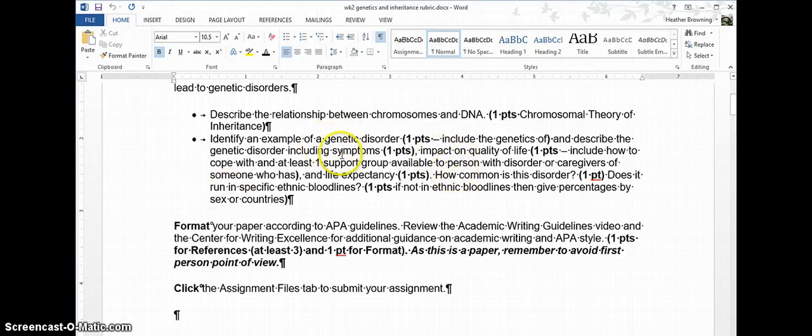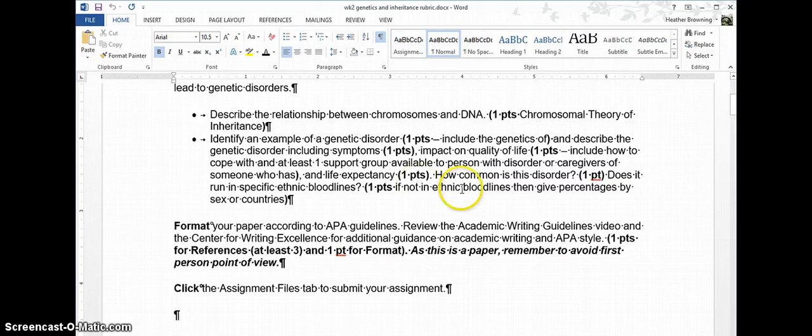Okay, so you'll talk about a support group that's available. Like I said, if the disorder happens early in childhood, like when they're 6 months old, then you talk about the support groups available to the caregivers. Find something. Life expectancy, so for mutant X, it doesn't affect you at all. You can live forever, or maybe you live longer.